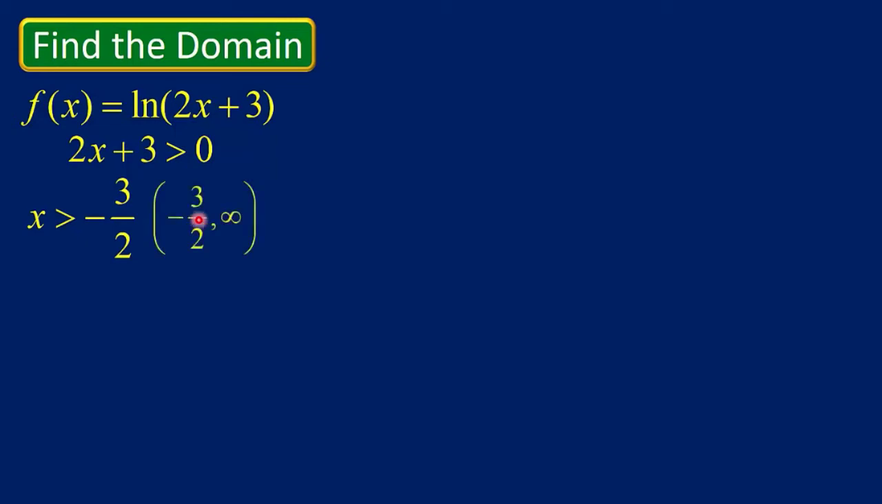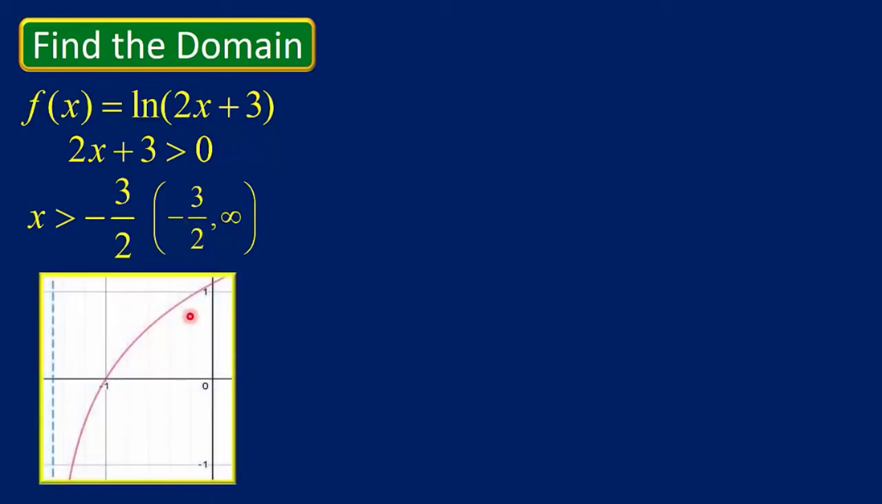Or another way to write it in interval notation is negative 3 halves to infinity, not including negative 3 halves, because that would be where 2x plus 3 is 0. Okay, and here's what the graph looks like. Notice, here is the vertical asymptote, x equals negative 3 halves, and our function goes to the right of that.